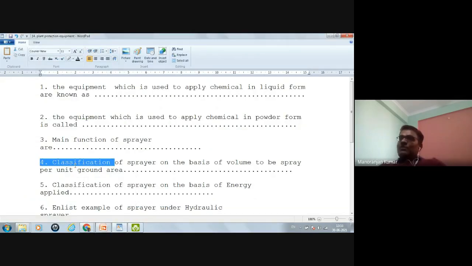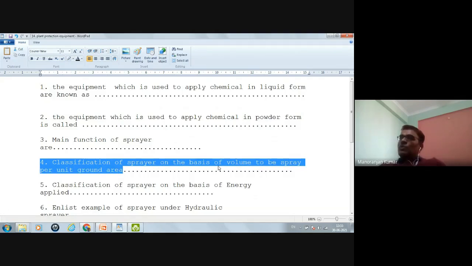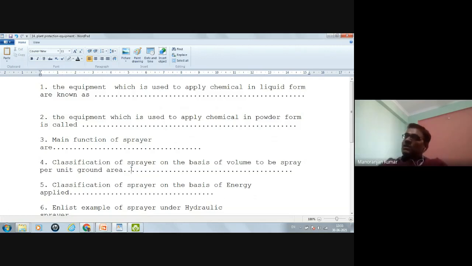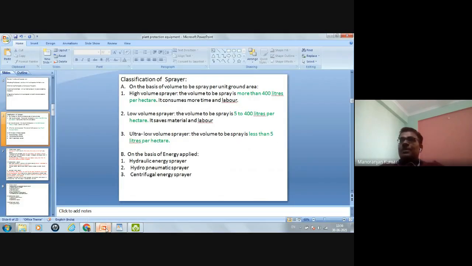Fourth one, the classification of a sprayer on the basis of volume to be sprayed per unit ground area. On the basis of volume, there are three types: a large volume, medium volume, and low volume sprayer. Sprayers are classified on the basis of volume as well as on the basis of energy. On the basis of volume, the sprayers are classified into three types. First is the high volume sprayer, second is the low volume sprayer, and third is the ultra low volume sprayer.